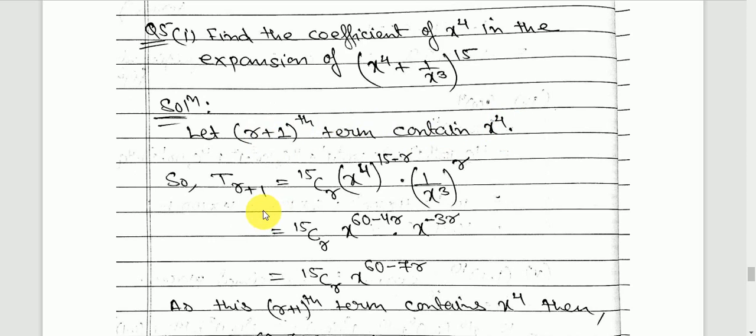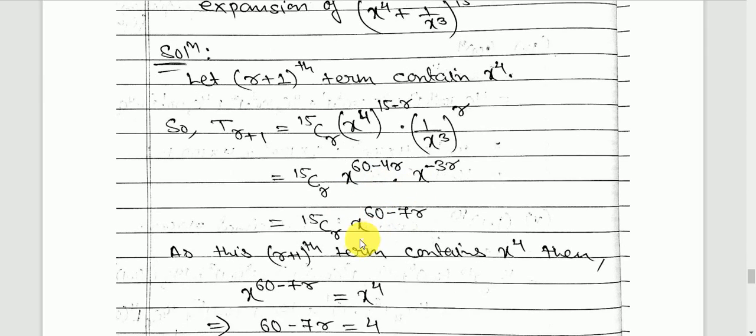The r plus 1th term will be given as T(r+1) is equal to 15Cr, 15 here being the power n. So 15Cr, the first term x to the power 4, raised to 15 minus r, into the second term 1 upon x cube to the power r. Now you simplify it, and you get 15Cr into x to the power 60 minus 7r.